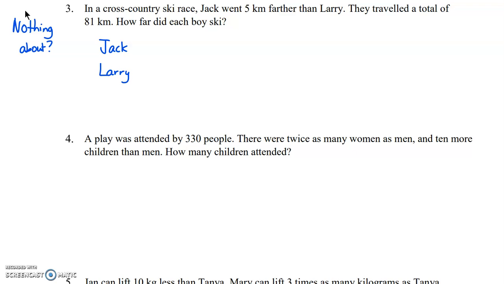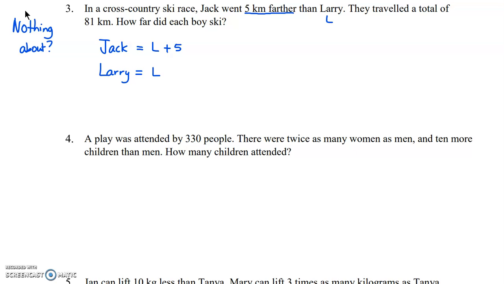Jack went 5 kilometers farther than Larry. So we know something about Jack. So Larry is our unknown. So let's assign this with an L. So Larry is L, and Jack is 5 kilometers farther. So that means he's more than Larry. How much more? He's 5 more. So Jack is Larry plus 5.